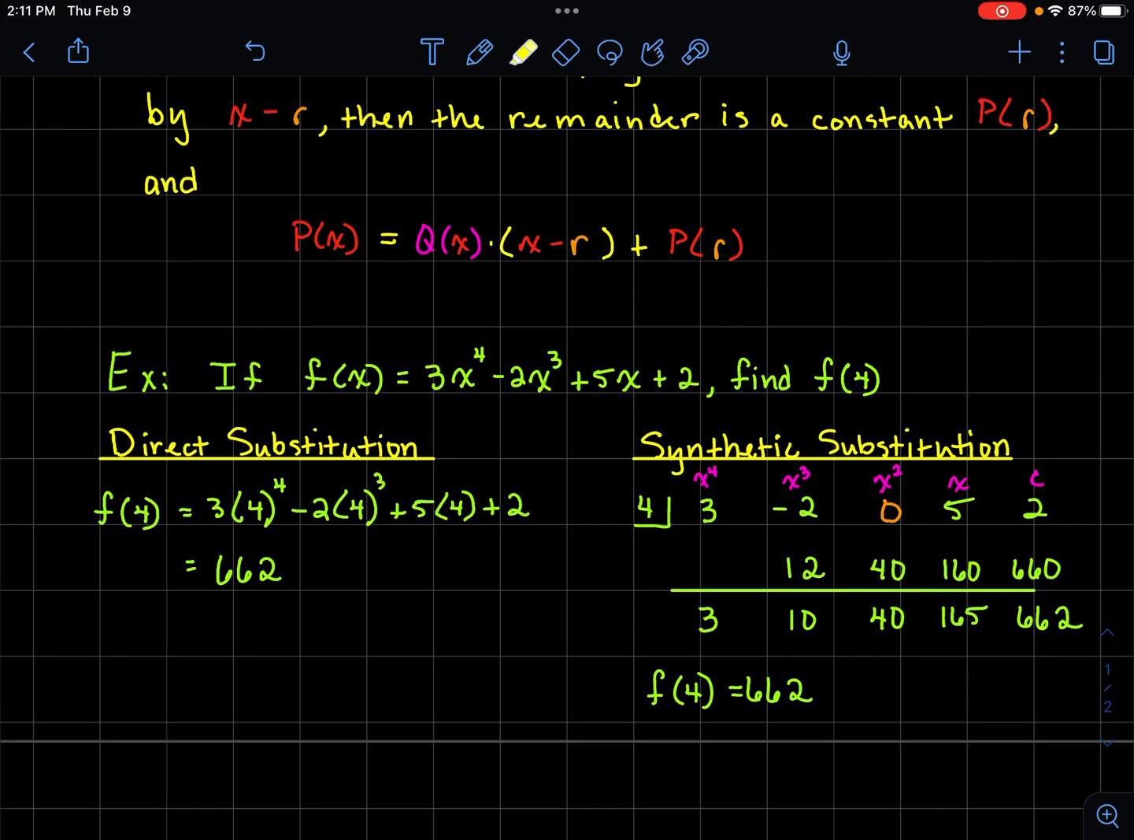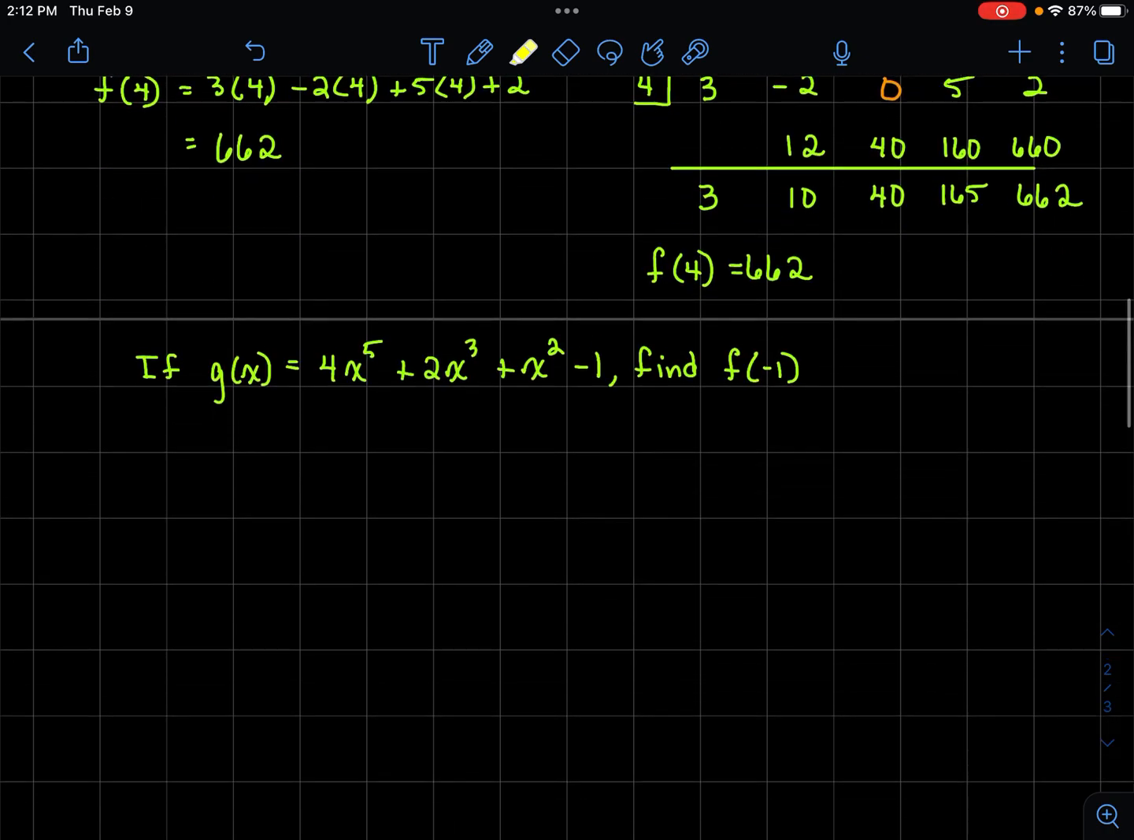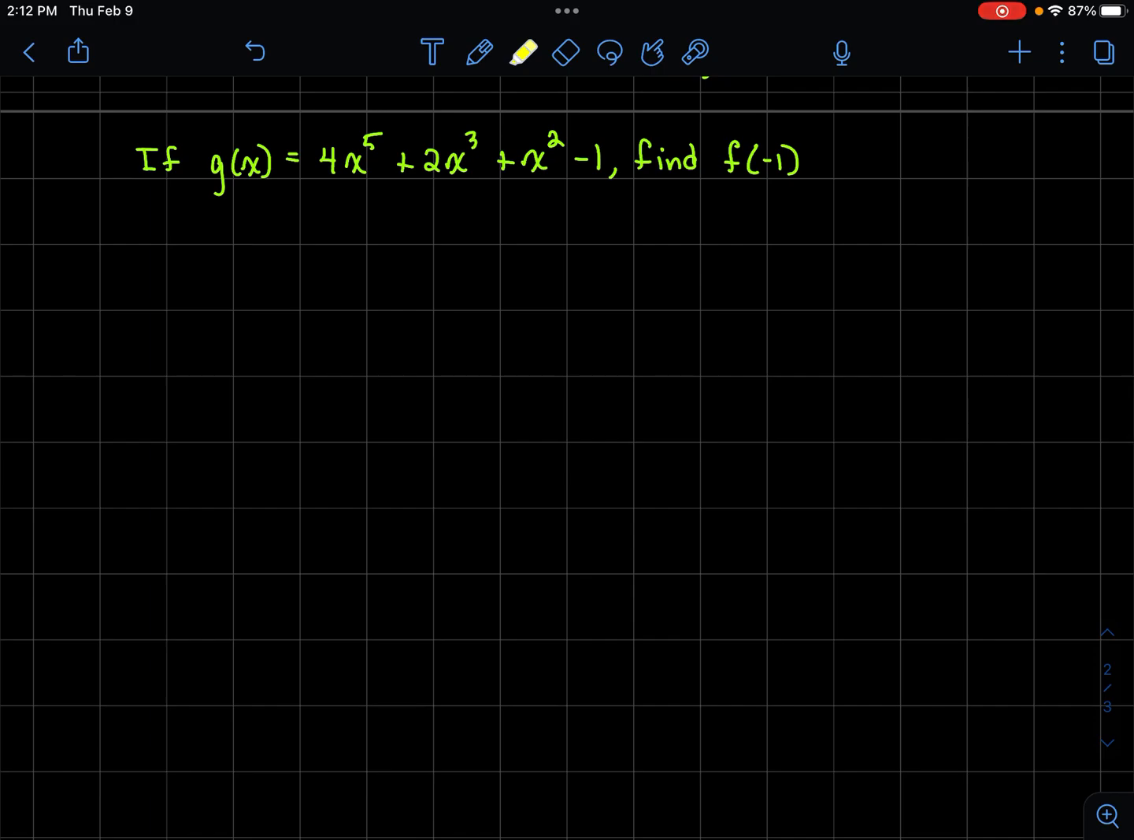So the function evaluated at 4 is 662, so we can get the same answer for a function by simply doing synthetic division instead of direct substitution. Nowadays with our calculators and their strengths, we usually don't use synthetic substitution, but think way back when we didn't have a calculator at our disposal. We had to have another method, and I think doing synthetic substitution was probably a lot faster, to do easy multiplication and addition as opposed to doing higher power multiplication.